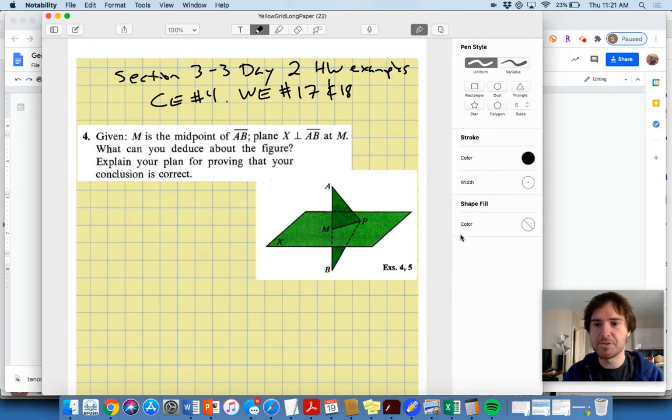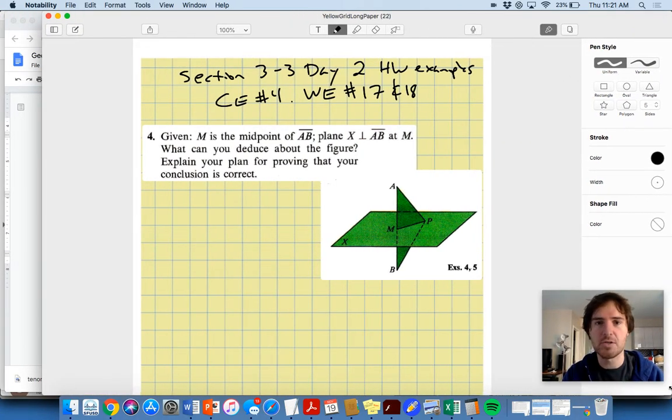We're going to do some examples, just 3 problems from your problem set that you have today. Section 3.3, day 2, using congruent triangles. So you're definitely going to use CPCTC. You're also going to use this new definition that was in the last lesson called the definition of a line perpendicular to a plane, right?